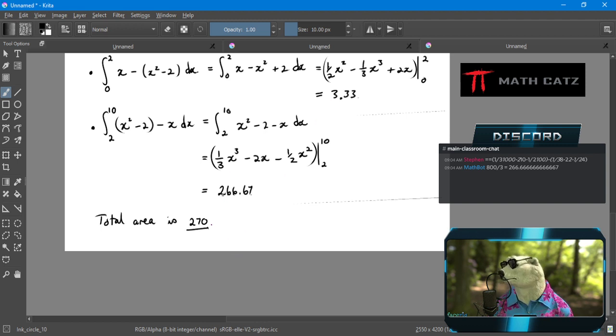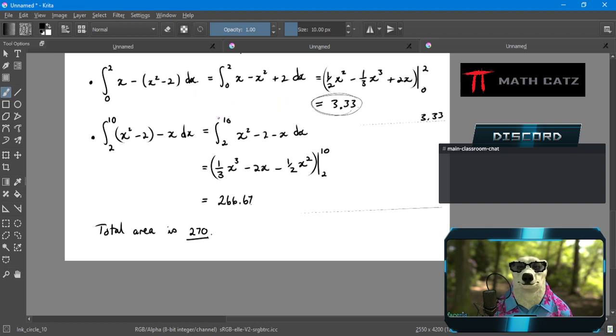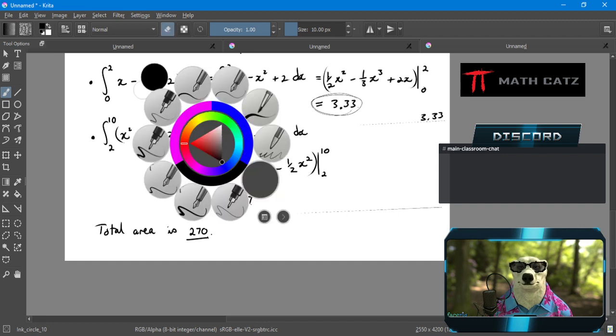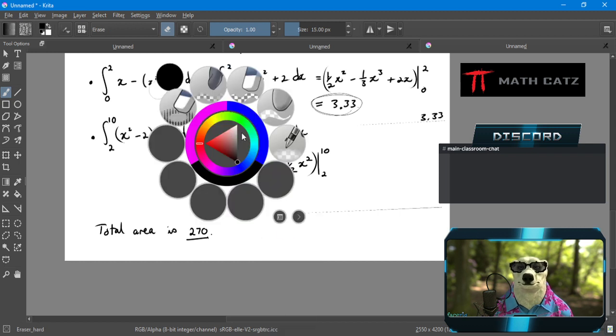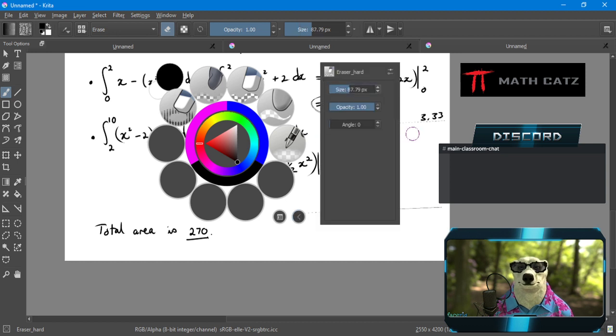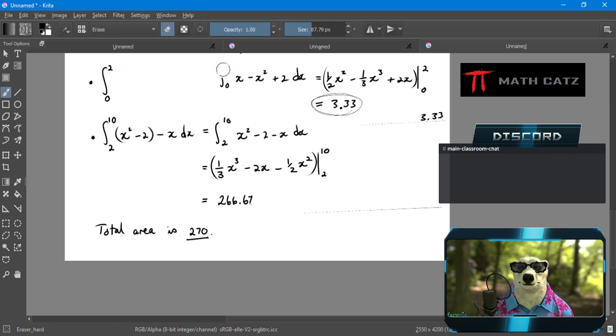Now these are both positive because we correctly changed which one was at the top and which one was at the bottom. But I do want to highlight one thing. Remember we got our 3.33. Let's put that on the side. And I'm just going to erase this top one. I'm going to erase it completely. Well, not completely, but almost completely. Let's go back to my pen.